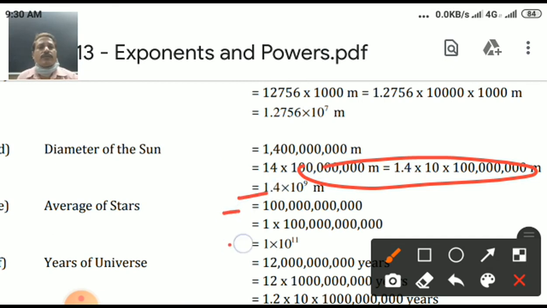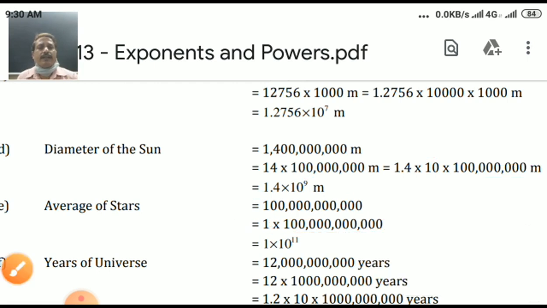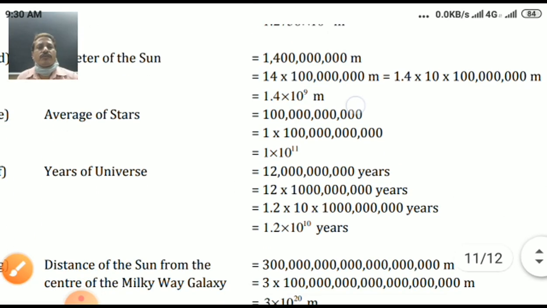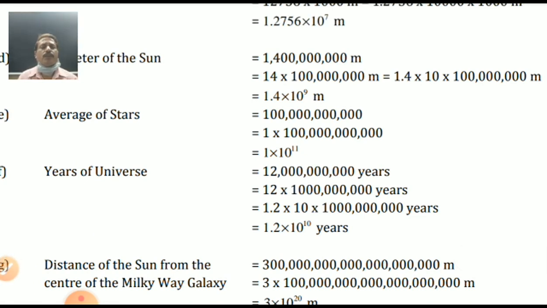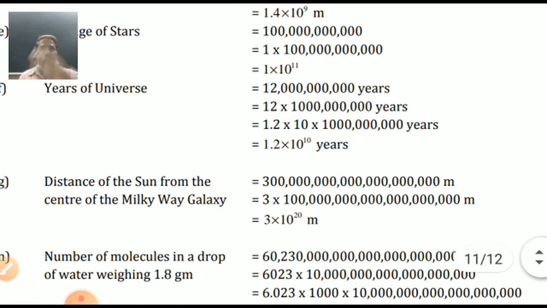First one and last one. Middle one you don't need to write. 1 mark. 2 mark is there. Write it. Age of universe. How many years has the universe existed, son? 1.2 into 10 raised to 10 years. How many years? Distance of the sun from the center of the Milky Way galaxy. How much distance of the sun was shown? 3 into 10 raised to 20 meter.